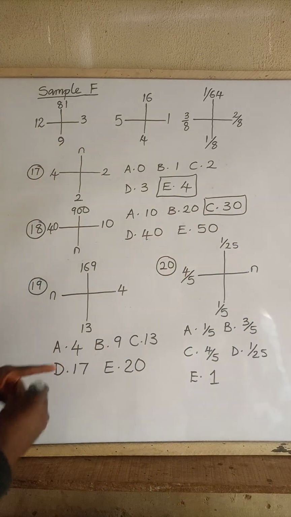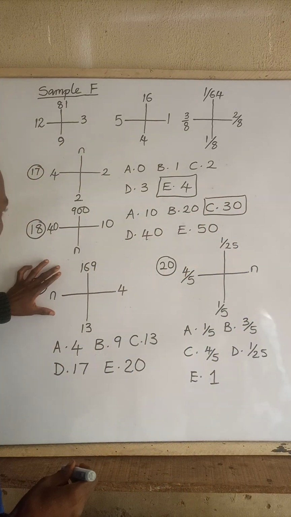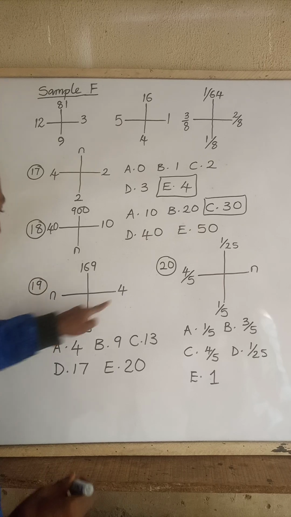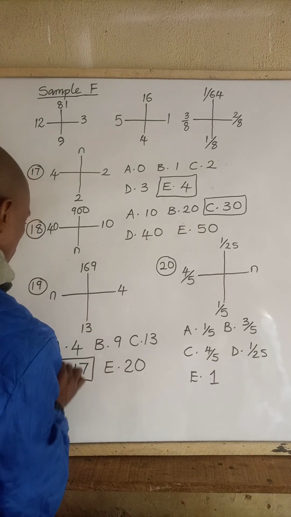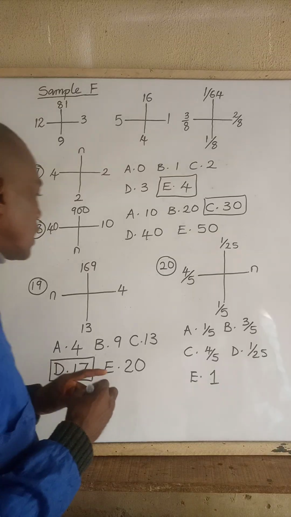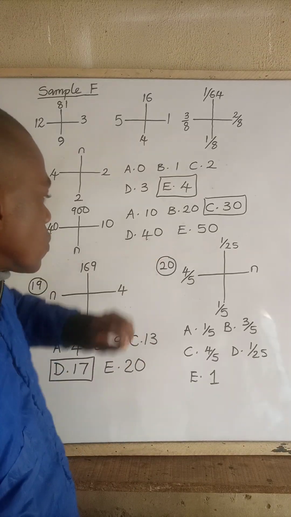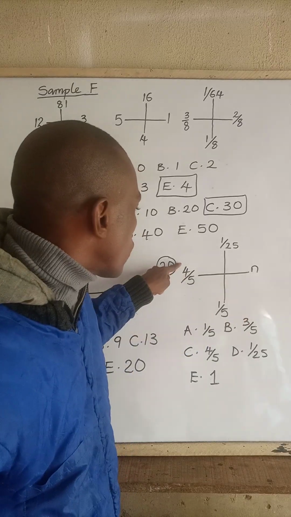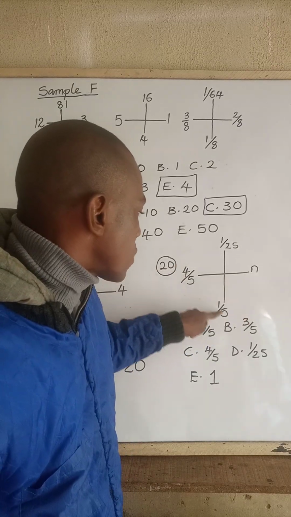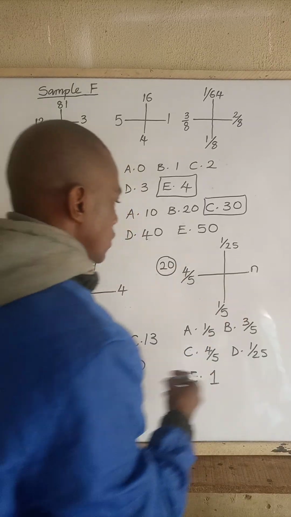We move to question number 19. What we are going to do here is what? 13 plus 4. It will give us 17. Then the last question under this diet 2 is what we are going to do to get this is what? 4 over 5 minus 1 over 5. It will give us 3 over 5.